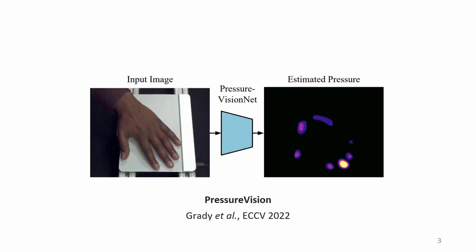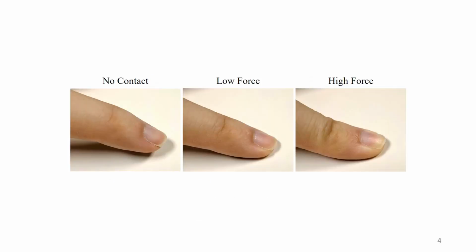The original PressureVision paper took an RGB image of the hand as input, and output a pressure image showing the location and magnitude of pressure. They rely on the fact that as a hand presses against an object, it changes in subtle but predictable ways. For example, in this image, as force increases, the shadows cast by the hand change, the distal joint hyperextends, the skin underneath the fingernail loses color, and the tissue deforms. PressureVision showed that these subtle visual cues can be reliably interpreted to estimate pressure.